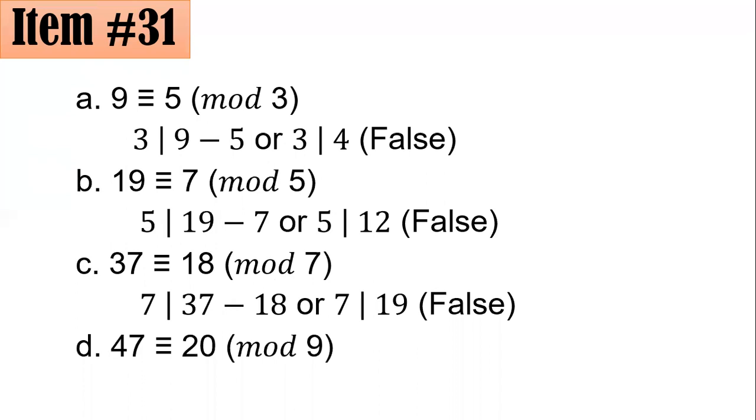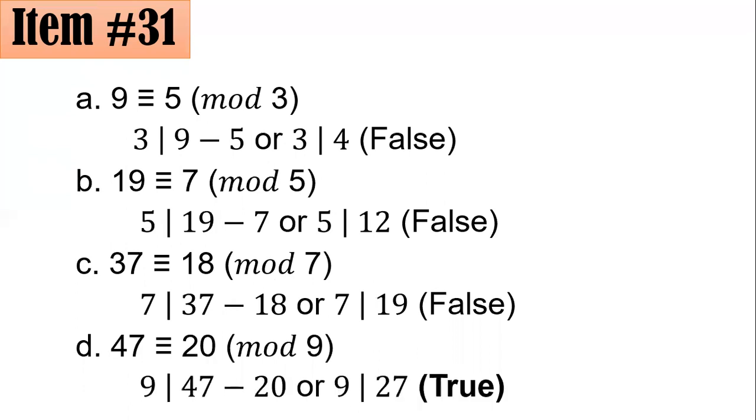And for letter D, 47 is congruent to 20 mod 9. This could be written as 9 divides the difference of 47 and 20, which is 27. 9 divides 27. This is true since 9 is a factor of 27. So we'll go with letter D.